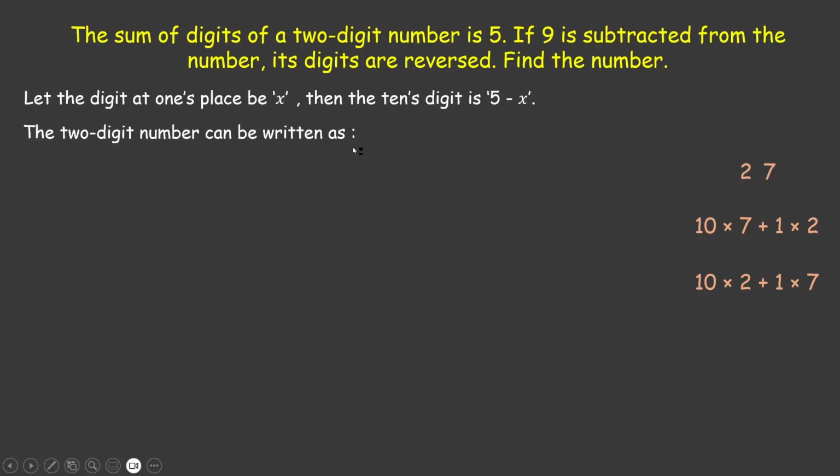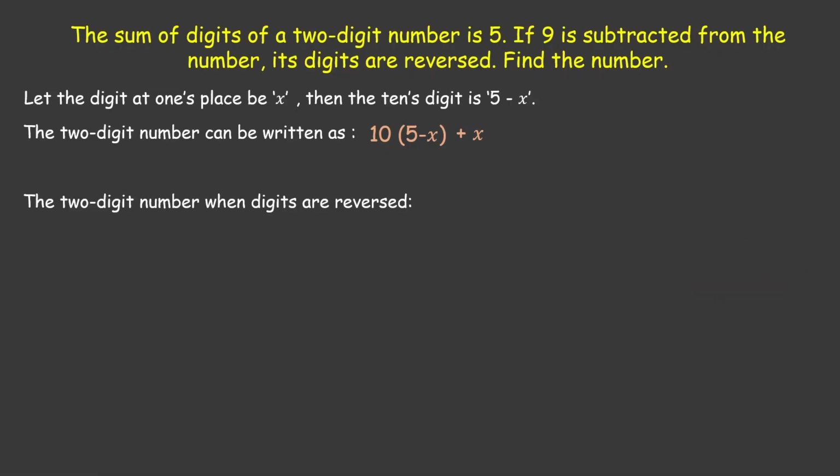The two-digit number can be written as 10 into the tens digit, which is 5 minus x, plus 1 into the ones digit, which is x. 1 into x is x. And if we reverse the digits, then the two-digit number will be 10 into x plus 5 minus x. The two-digit number over here becomes 10 into 5 is 50 minus 10x plus x. So this is 50 minus 9x. And if reversed, this number will be 10x plus 5 minus x, that is 9x plus 5.